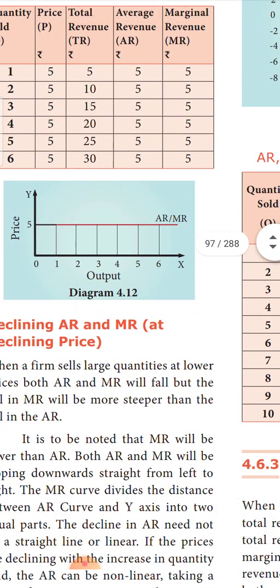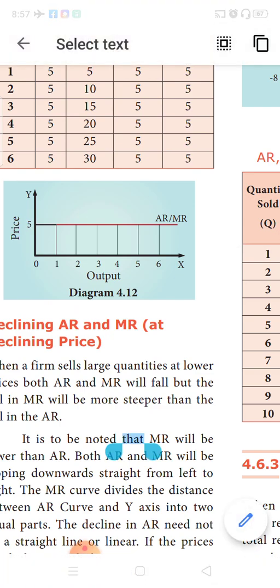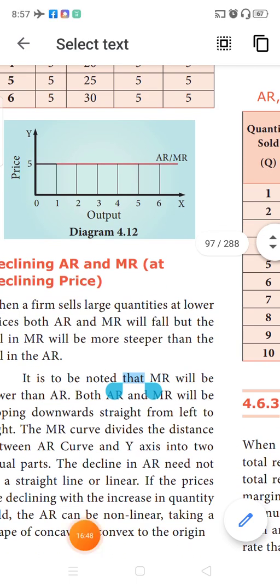Now, with the help of the above table, you can draw a graph where output is taken on the x-axis, and price, that is AR and MR, is plotted on the y-axis. When you draw the line, you can observe that the AR curve will coincide with the MR curve. This is under constant price condition.